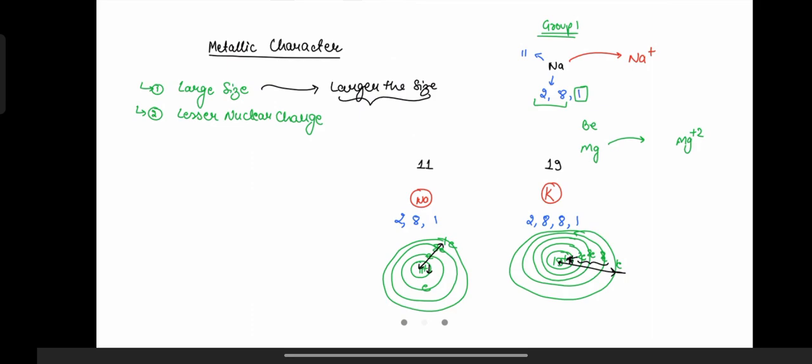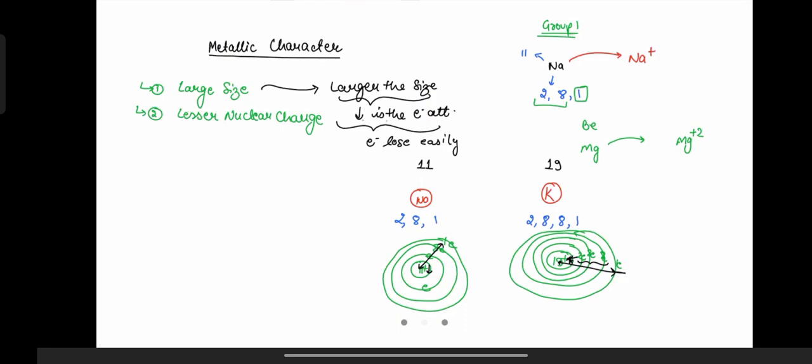what is happening? Larger the size, less is the electrostatic force of attraction on the electron, and because of that the electron is lost easily, right? This is a summary, I will write it in detail and then you copy that. You can write: lesser is the electrostatic force of attraction on the electron.